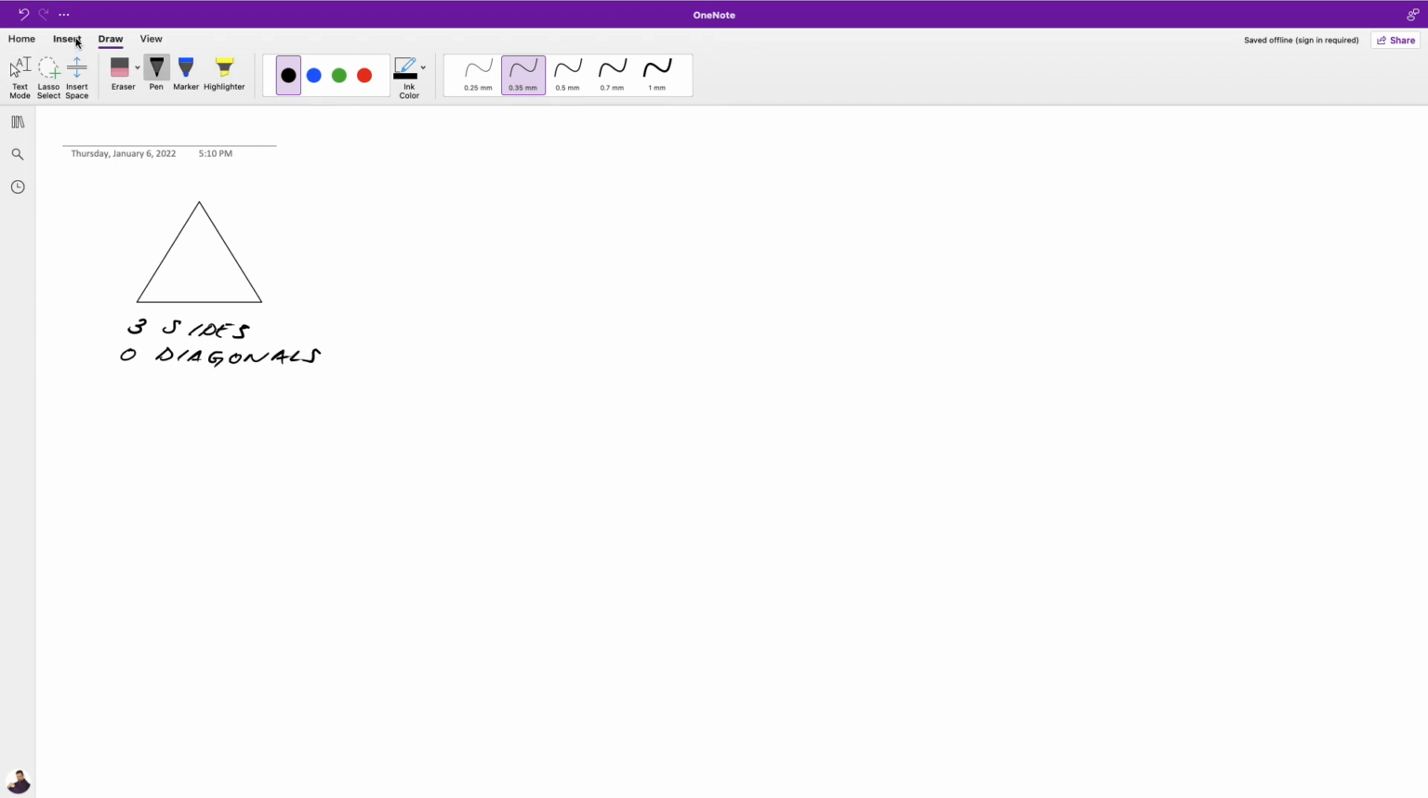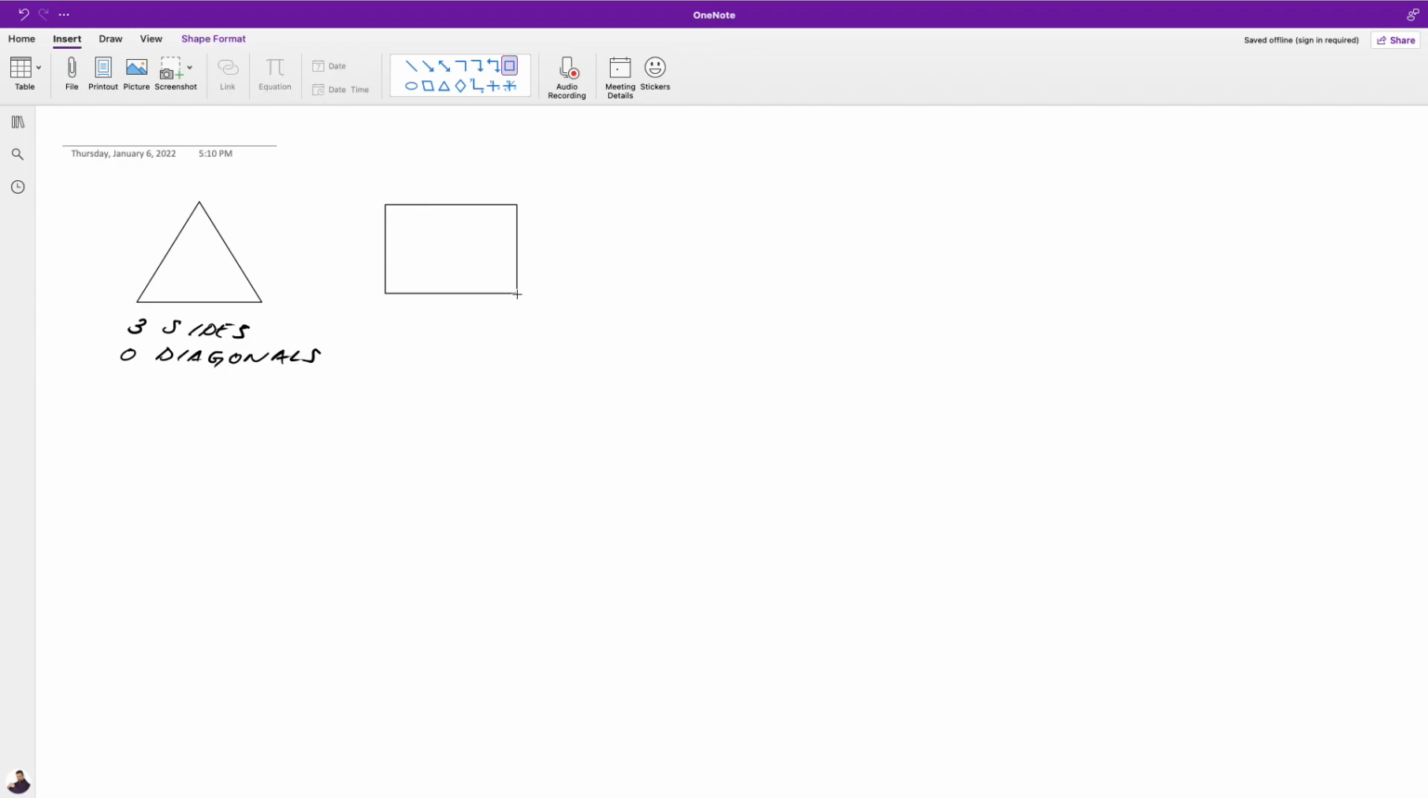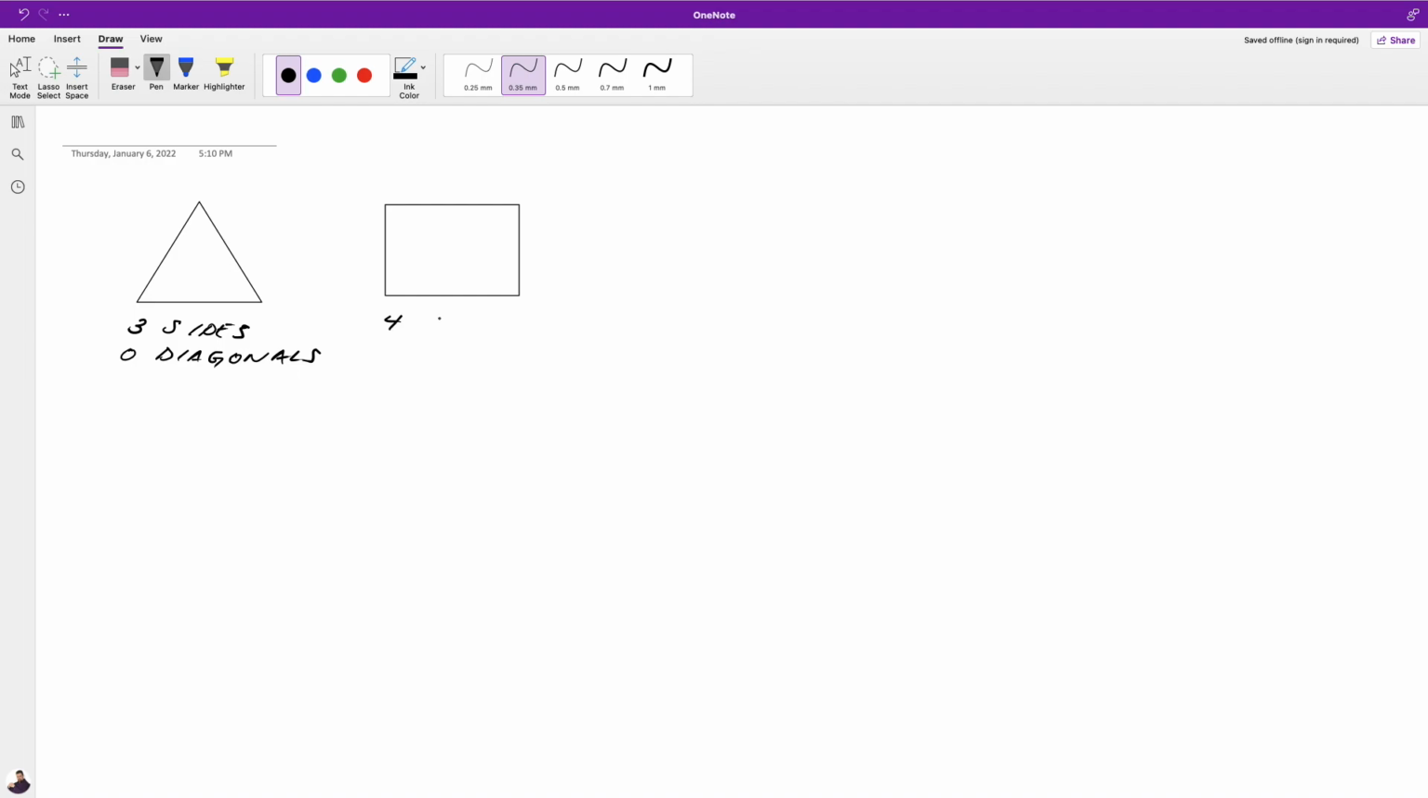All right. And if we have 4 sides, let's count them up. So we're going to have 1, 2 diagonals. Okay, so 4 sides, 2 diagonals.